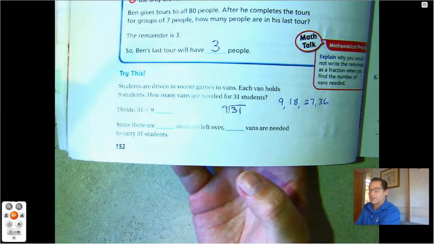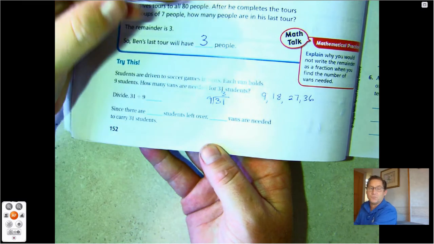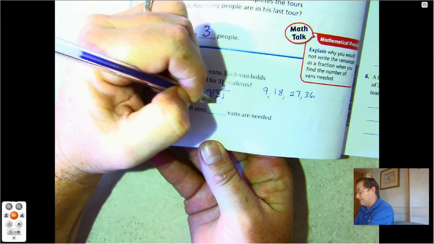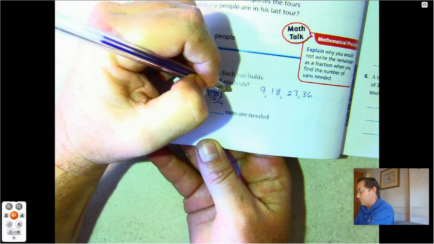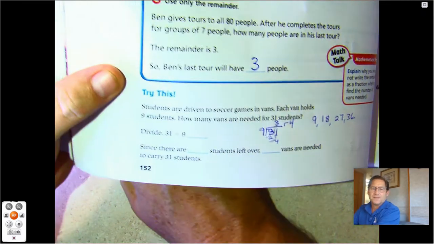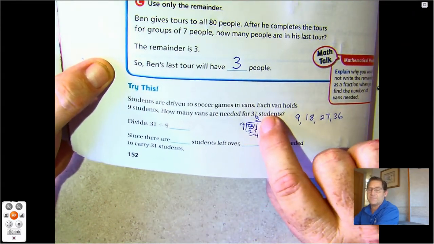So I can only put 3 in each group of 9 into the 9 groups. So 9 times 3 is 27. Subtract, we get 4 left over. So we have a remainder of 4. So this 9 is the number of students. The 3 represents the number of vans.